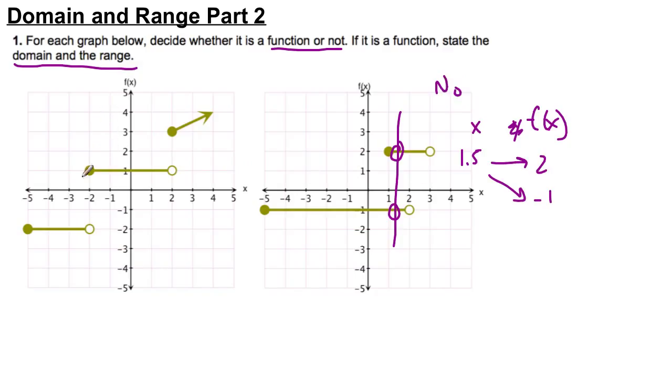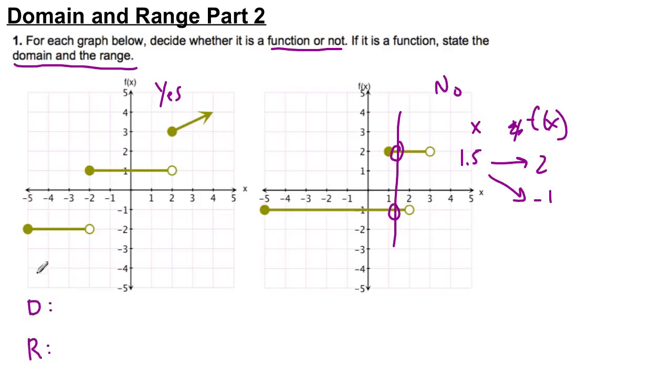Okay, this one is a function. Notice the only questionable points are right here, and this is actually okay, because one is hollow and one is darkened. And also here, this is also okay, because one is hollow and one is darkened. So to answer the function question, we would say yes, this one is, and no, this one's not. Okay, now on to domain and range.